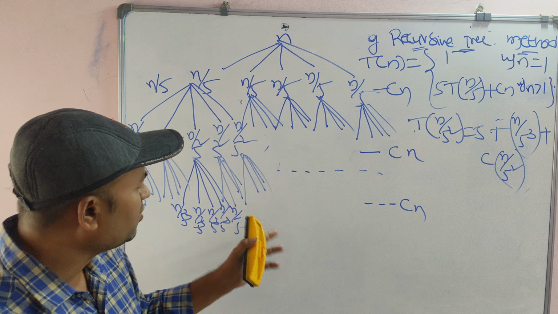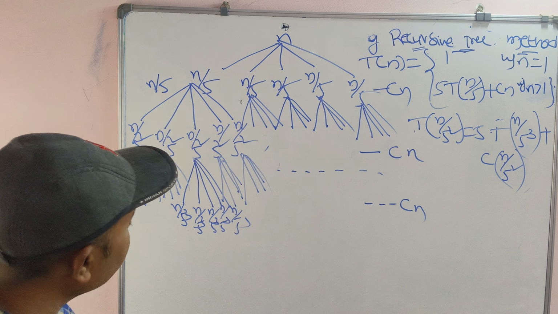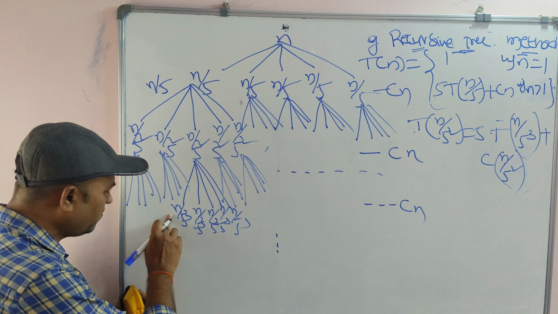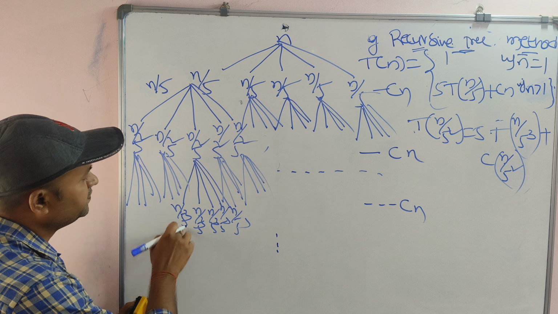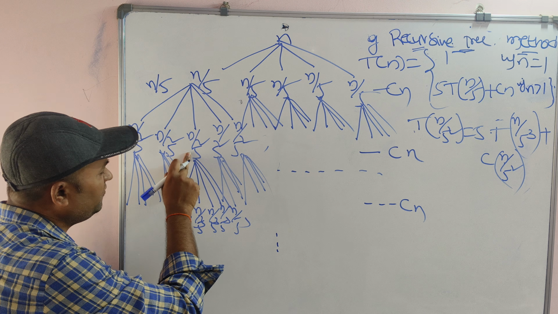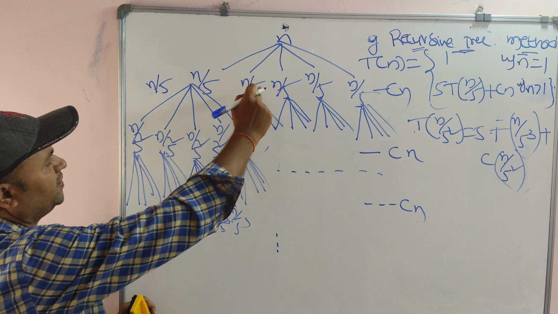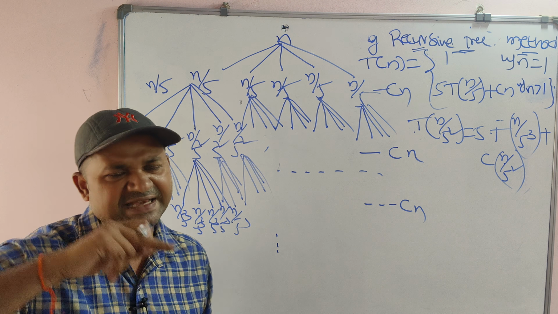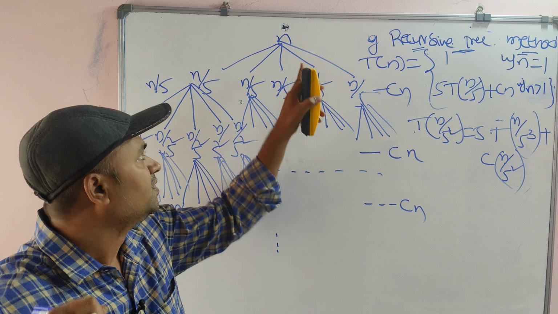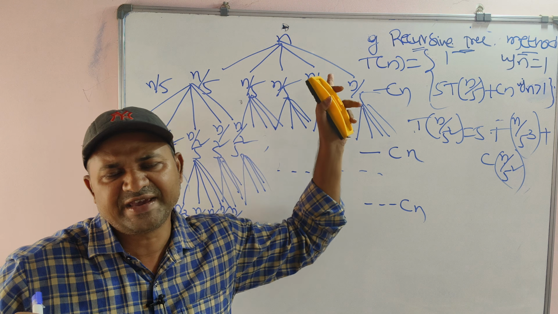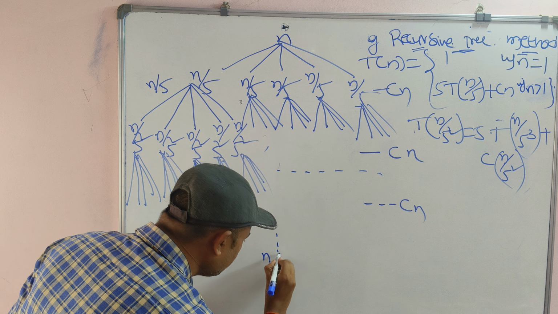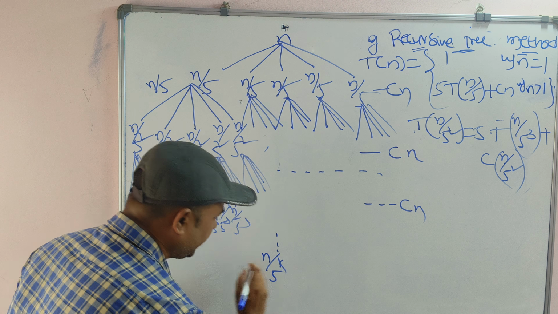Now let us see how long this division will continue. If you see this part, here we have n by 5 cube. If you see this part, here we have n by 5 square. Here we have n by 5, so that can be written as n by 5 power 1. Here we have n, so we can write that as n by 5 power 0. So this series will continue up to n by 5 power k.